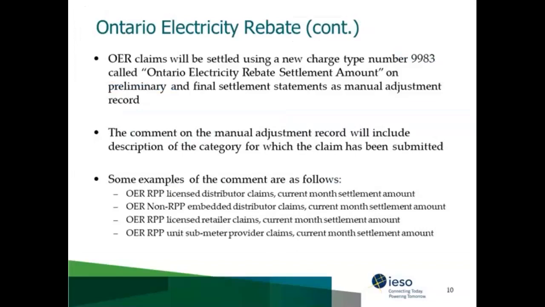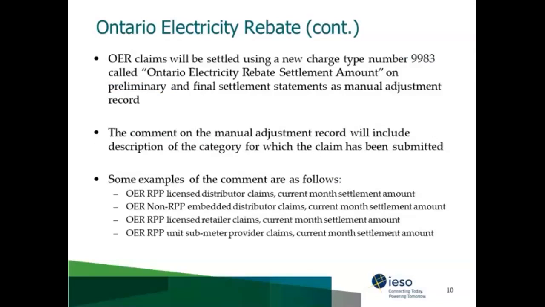OER will be settled using a new charge number, and that is 9983. It will be called Ontario Electricity Rebate Settlement Amount, which will appear on your preliminary and final settlement statements as manual adjustments. And when you see your monthly invoice, you will see the same charge code number and the name.